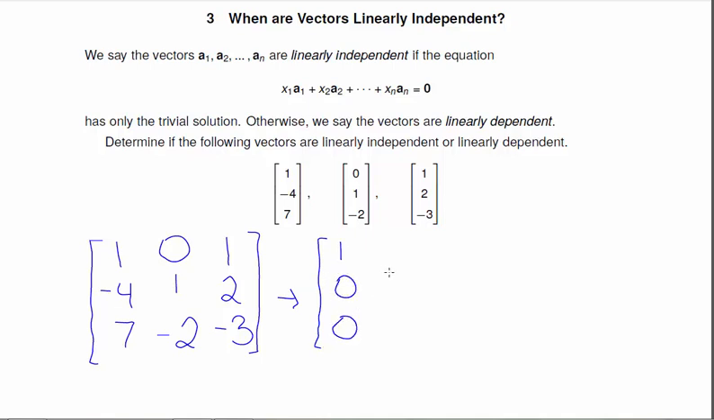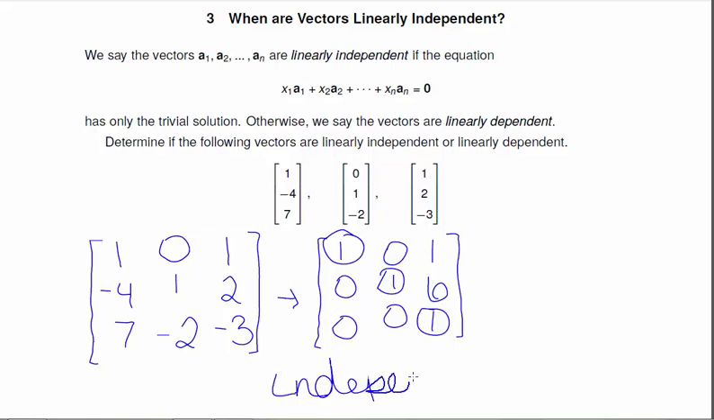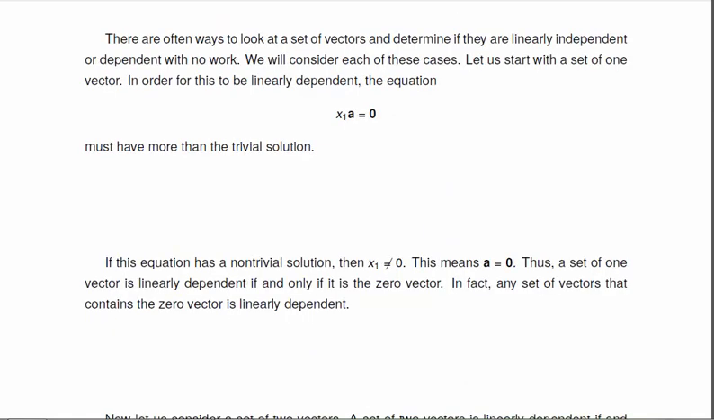So once we reduce this, we get 1, 0, 0, 0, 1, 0, 1, 6, 1. So here we can see that there's a pivot in every column. This means that there are no free variables, which means these would be independent because there's only one solution, 0, 0, 0. A lot of times we can look at things to see if they have a trivial solution or a non-trivial solution to determine if they're independent or dependent. So I'll look at each one of these individually.